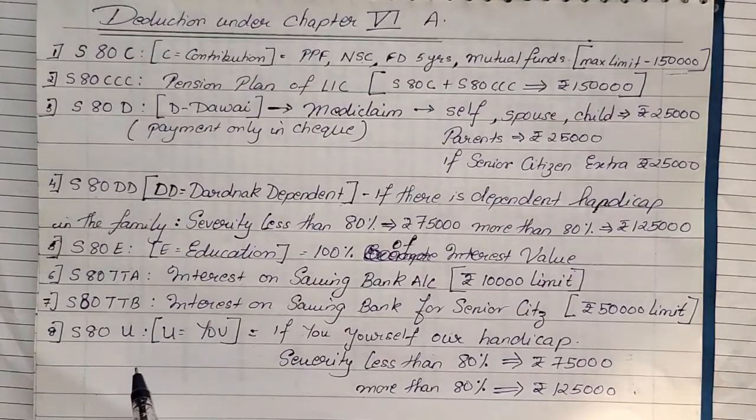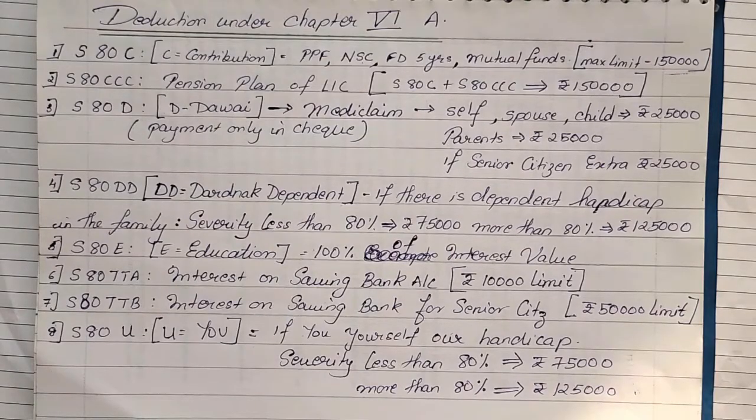And last is 80U. U stands for you. If you yourself are handicapped, then again, if your severity level is less than 80%, you get a deduction of 75,000. If it is more than 80%, you will get a deduction of 1,25,000.